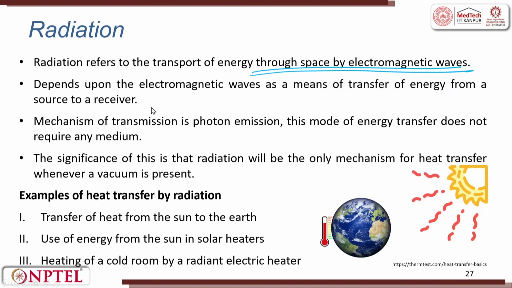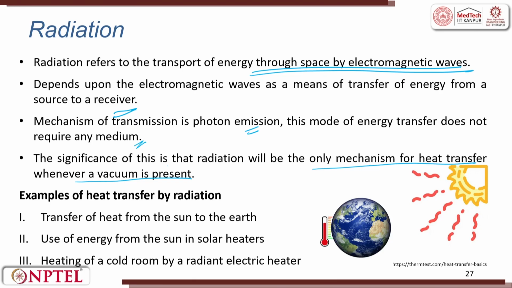So, here in radiation, energy passes through space by electromagnetic waves. You can have a vacuum or you can have space also, with electromagnetic waves as the means of transfer of energy from a source to a receiver. The mechanism of heat transfer is photon emission, and this mode of energy transfer does not require any medium. It can be through vacuum, it need not be in vacuum. So, it does not need a medium. The significance of this is that radiation will be the only mechanism for heat transfer whenever a vacuum is present. This is the only way.